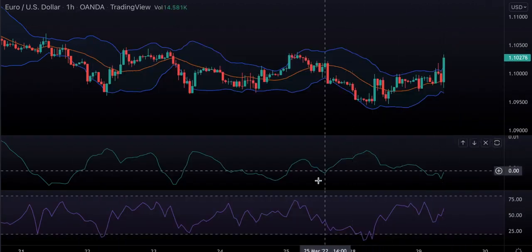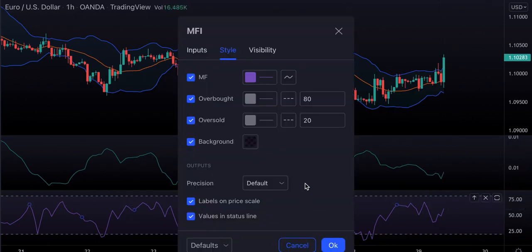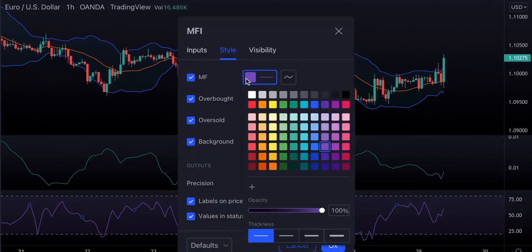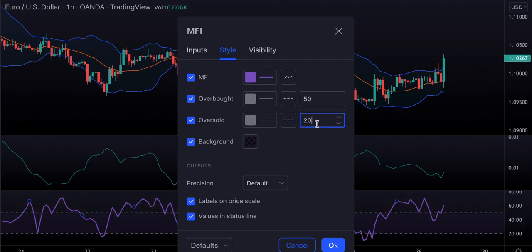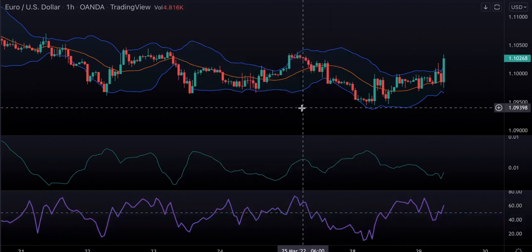and we're going to make some slight adjustments. So first of all, we're going to increase the visibility of this line. We're also going to change these values to 50 and get rid of the background. Okay, now our system is ready. Let's get into our trading rules.